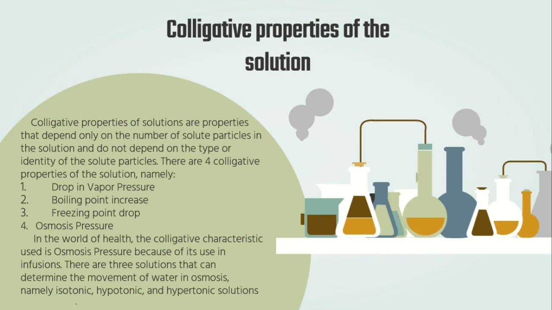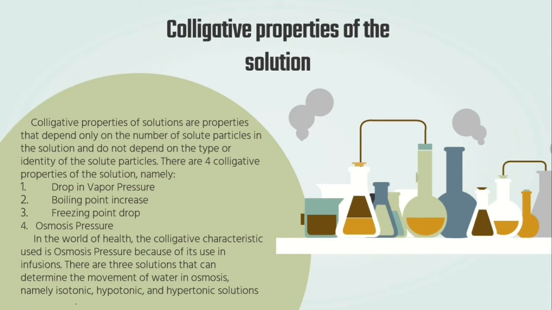Colligative properties of a solution are properties that depend only on the number of solute particles in the solution and do not depend on the shape or identity of the particles. There are 4 colligative properties of a solution, namely: 1. Drop in vapor pressure. 2. Boiling point increase. 3. Freezing point drop. 4. Osmotic pressure.